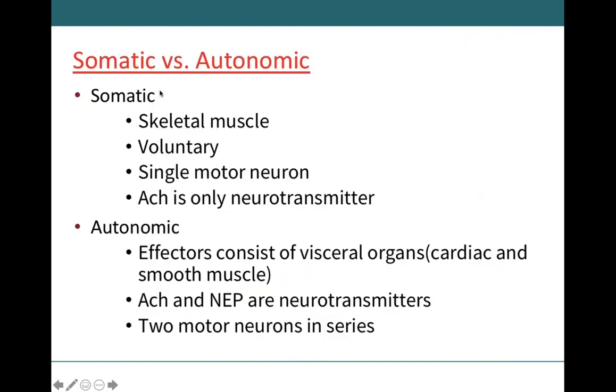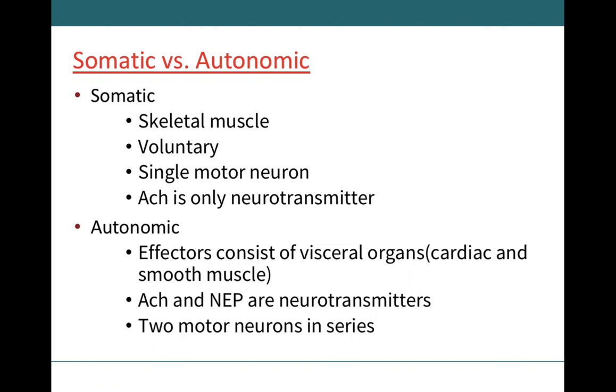So the effectors of our somatic nervous system are our skeletal muscles, and skeletal muscles receive voluntary innervation. Now, at the same time, we also discussed that there's a single motor neuron that's going to reach all the way from the central nervous system to the effectors. One motor neuron is reaching that entire length all the way to our skeletal muscles.